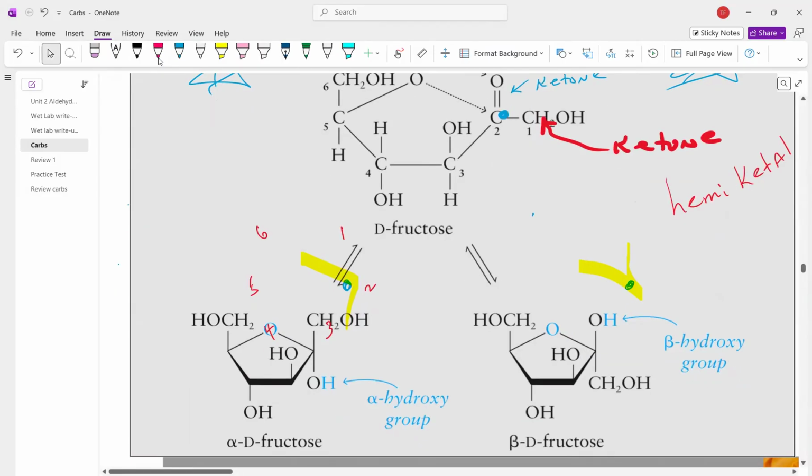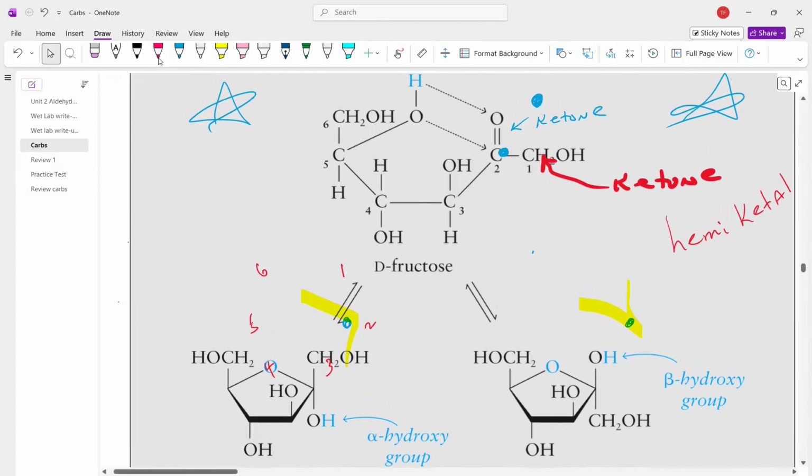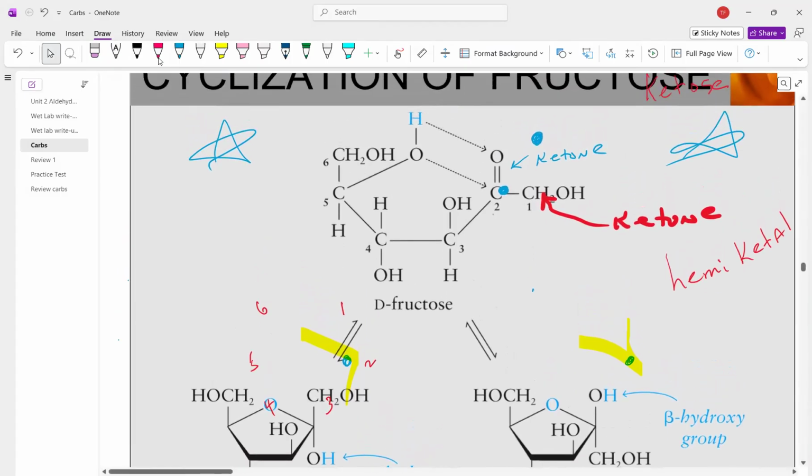Numbering on glucose are 6-membered rings, 5-membered rings. The numbering for 5-membered rings, the anomeric carbon is carbon number 2. On 6-membered rings, the anomeric carbon is number 1.